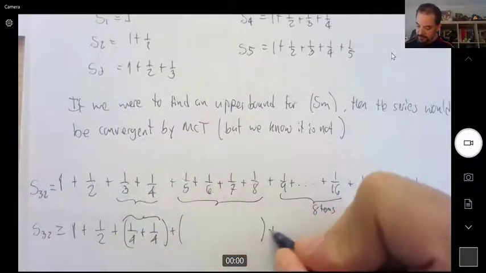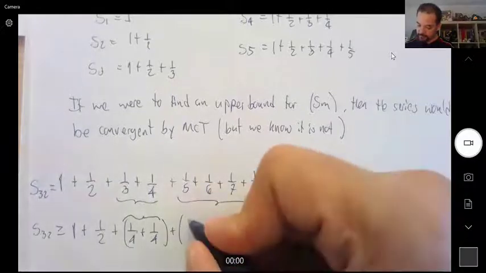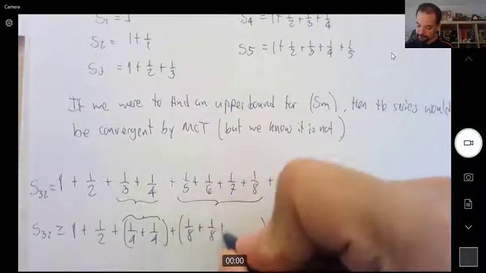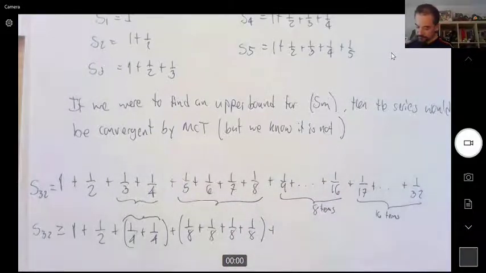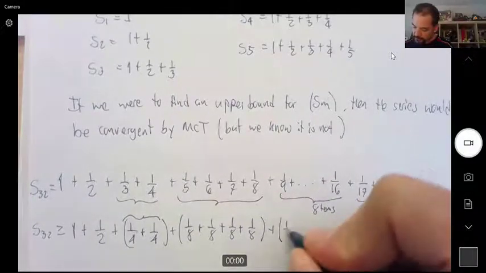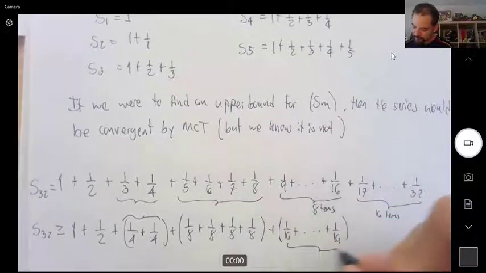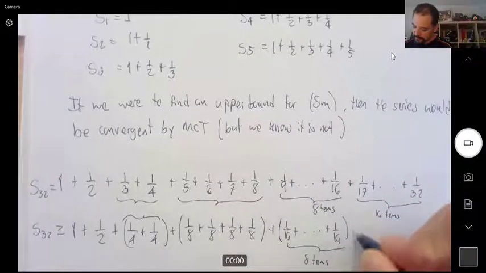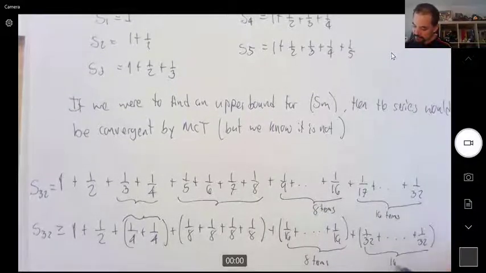Next, instead of adding 1/5, 1/6, 1/7, and 1/8, I'm going to add 1/8 4 times. And then instead of adding 1/9, 1/10, 1/11, etc., I'm going to add 1/16 8 times. And then in the next one, I'm going to add 1/32 16 times.